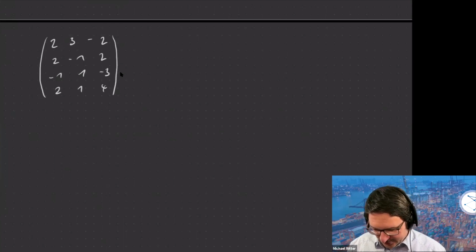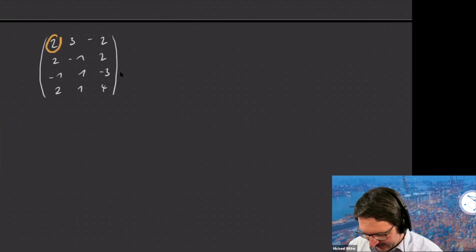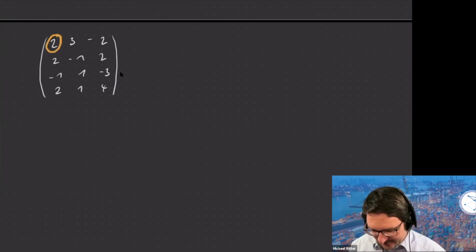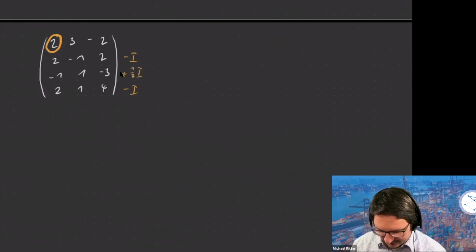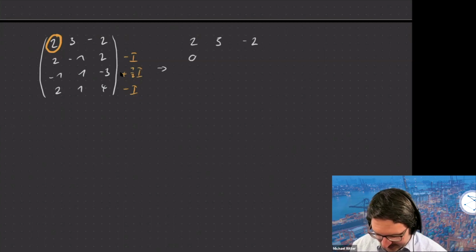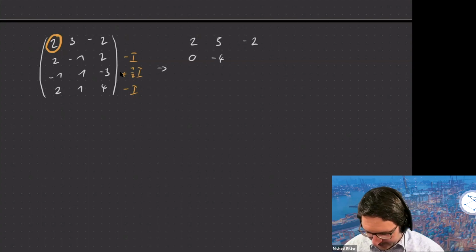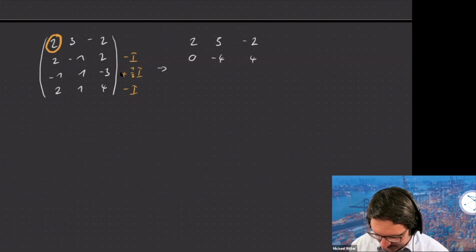So what do we do to get echelon form here? We take this as the first pivot element, and then we subtract row 1 here. We subtract row 1 here, and we add half of row 1 to the third one. So what we get is the first row is just being copied. The second one will become 0. Then it's -1 minus 3, that's -4. And 2 minus -2, so it's 2 plus 2, that's 4.